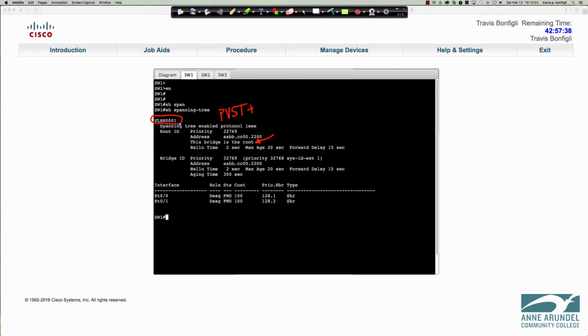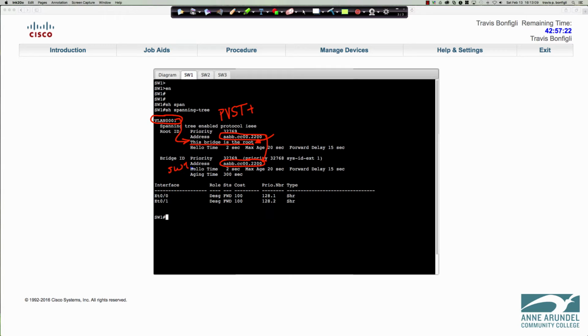So for this VLAN, it says this bridge is the root, because if we look here, the MAC address for switch 1 is right there.